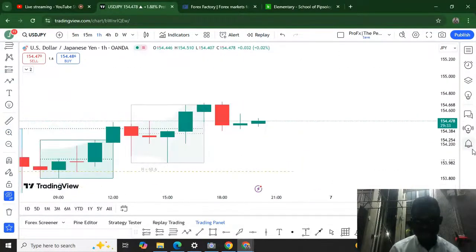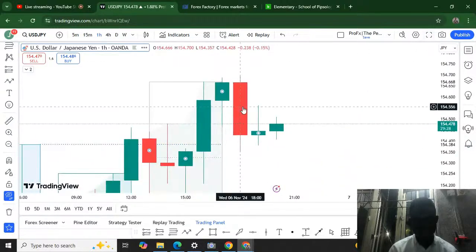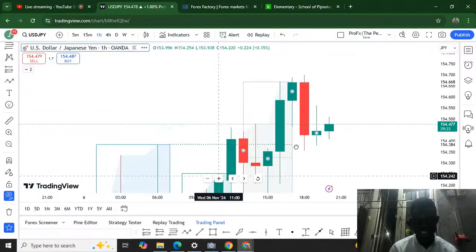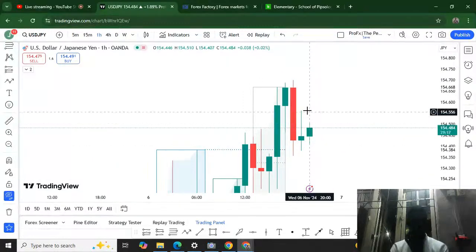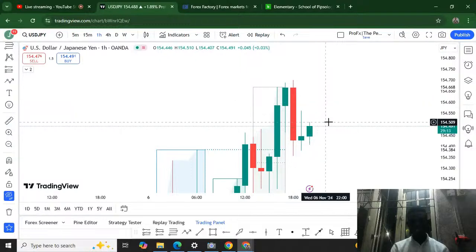You will notice that we have created a supply zone here, rally base drop, and this particular candle has gone towards it. It didn't mitigate it. It's not there yet. So this candle will probably just go up and respect the supply. Once it does that, you see a change of trend on 5 minutes or 1 minute. You're selling.